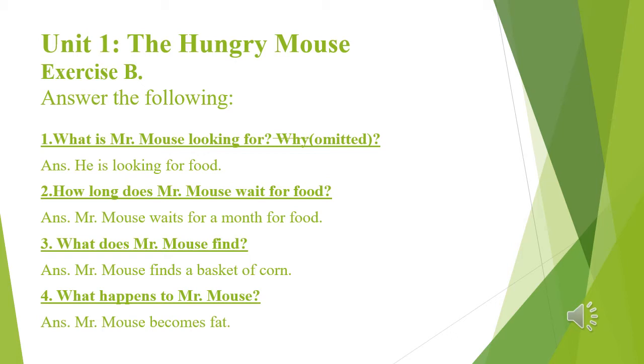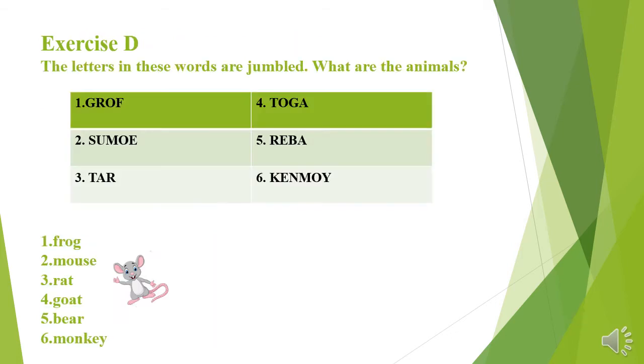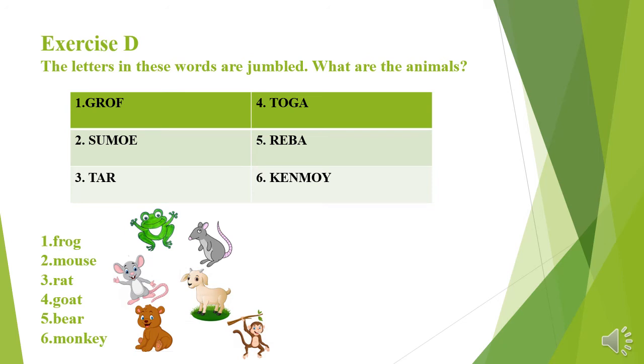Question 3. What does Mr. Mouse find? Answer. Mr. Mouse finds a basket of corn. Question number 4. What happens to Mr. Mouse? Answer. Mr. Mouse becomes fat. We will revise exercise D and E of this unit.